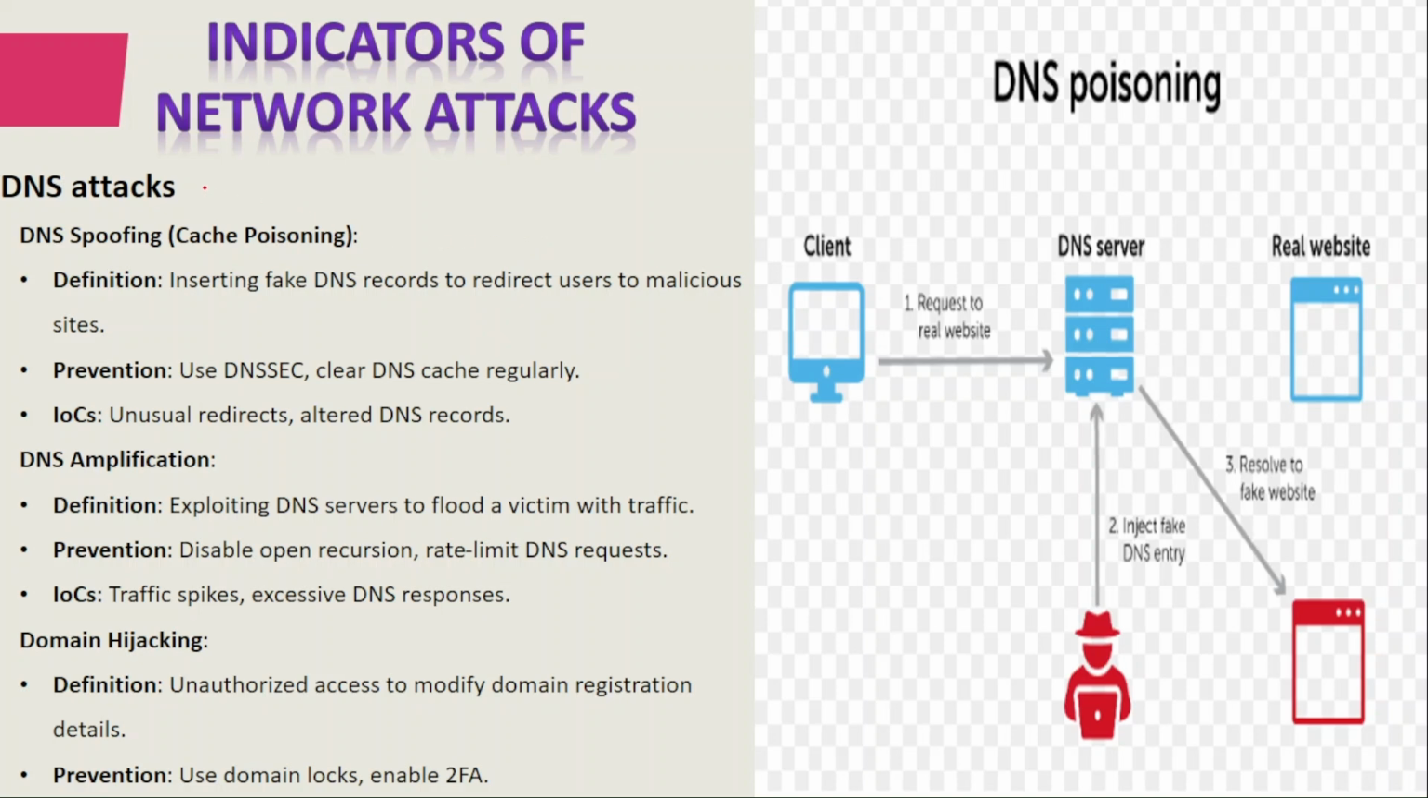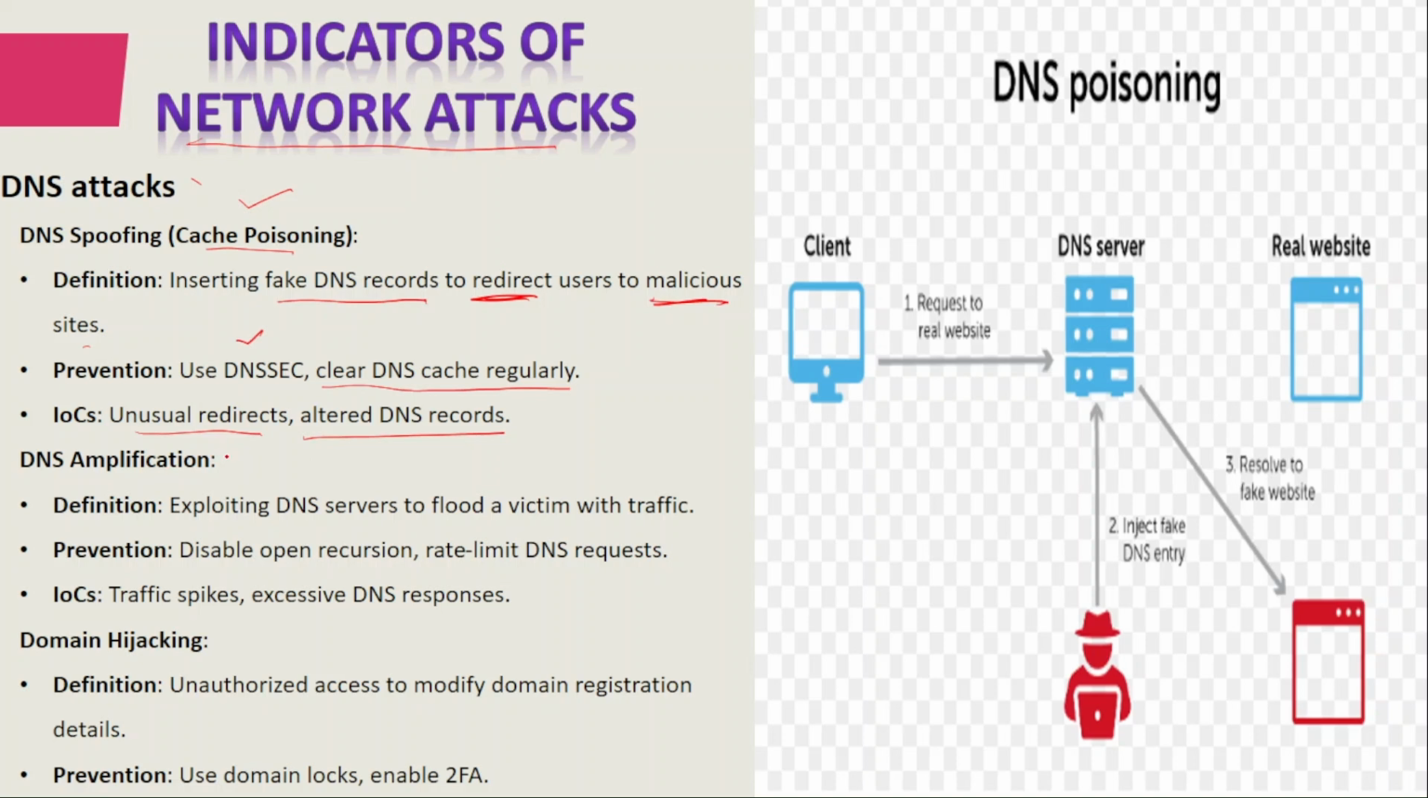So now some of the DNS attacks that is also in the category of network attacks. So first one is DNS spoofing or cache poisoning. So it is inserting fake DNS records to redirect user to malicious websites. Prevention include using DNSSEC or DNS security, clear DNS cache regularly. Indicators of compromise include unusual redirects and altered DNS records.